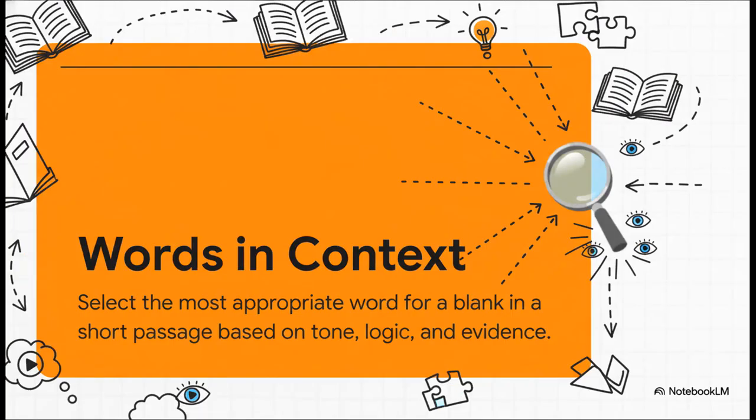So, what do these new questions actually look like? Well, they're called words in context. You get a short paragraph with a single word missing. Your job is to pick the perfect word to fill that blank. And here's the secret. Every single thing you need to figure it out, the tone, the logic, the evidence, it's all right there in the text. The answer is literally hiding in plain sight.